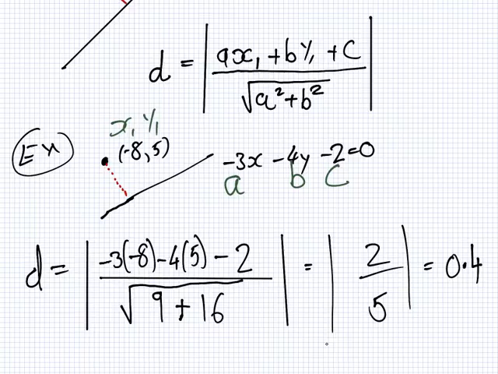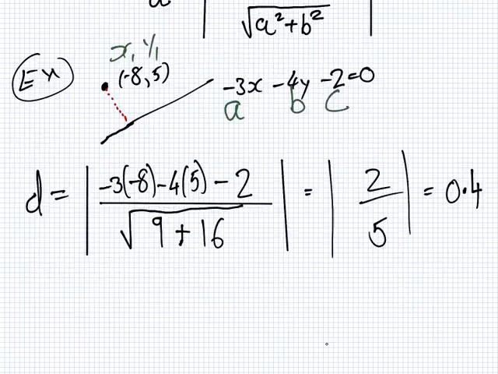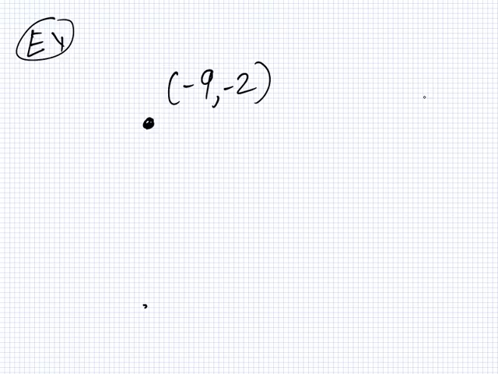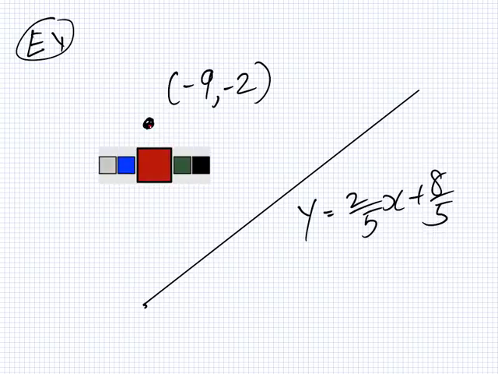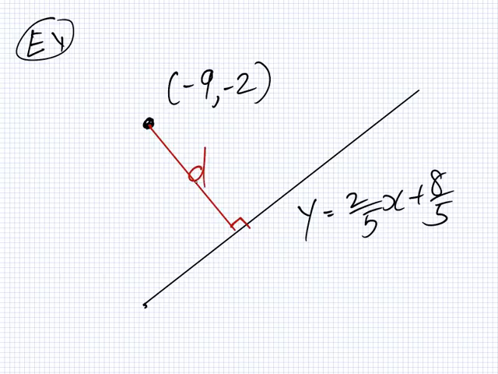Okay, did you have this one written down? Yep, okay, so I want you to try this one. It's the same idea. I want the distance between the point and the line. But this time it's written a little differently. I don't think it will cause you much of a problem though. Minus 9, minus 2 is the point, and the line is y equals 2 over 5x plus 8 over 5. And I want the distance from here to here. I want this distance. Try this one for a minute now.